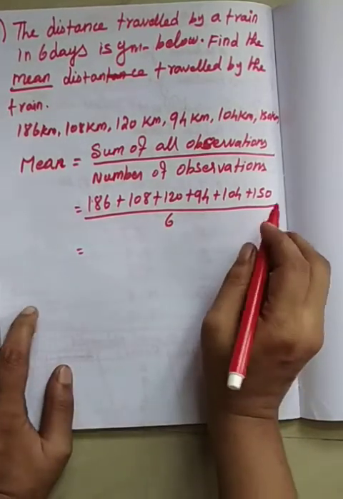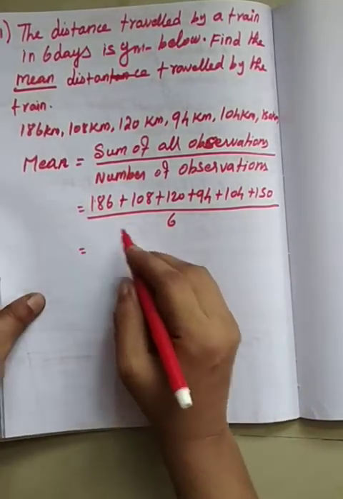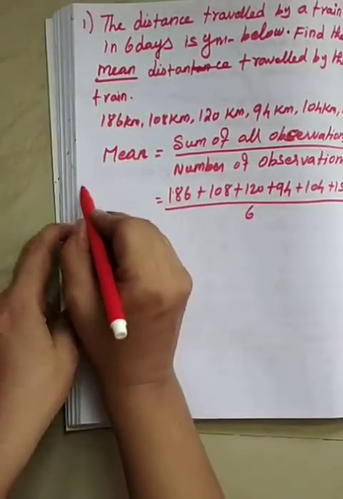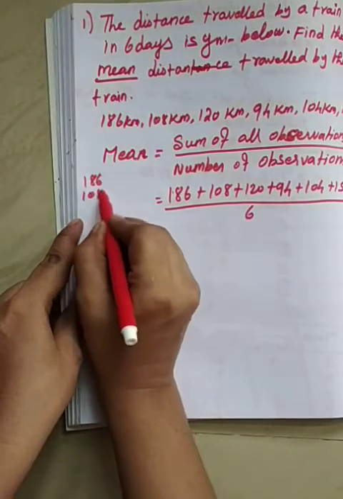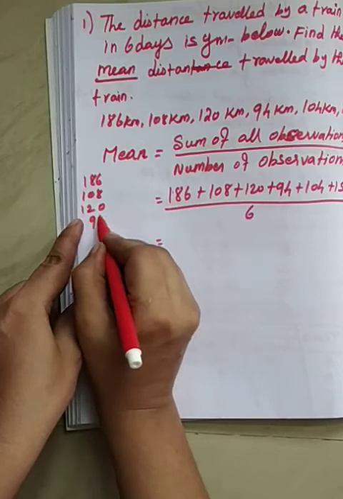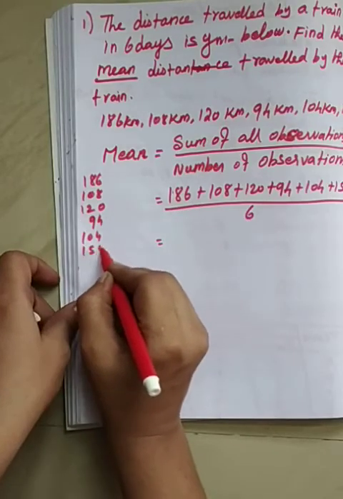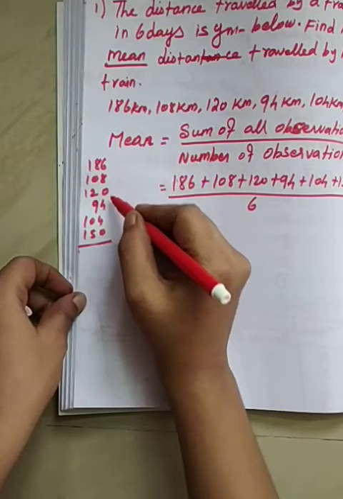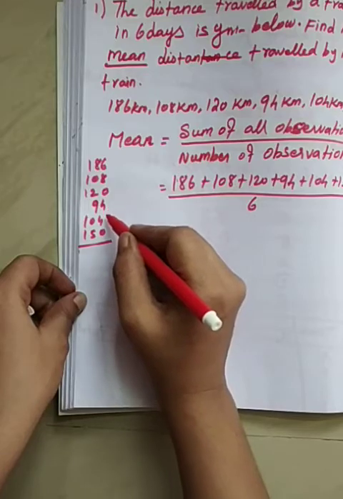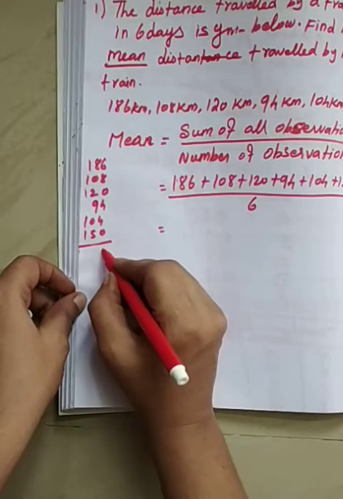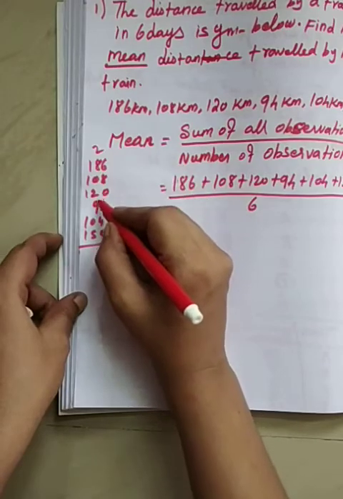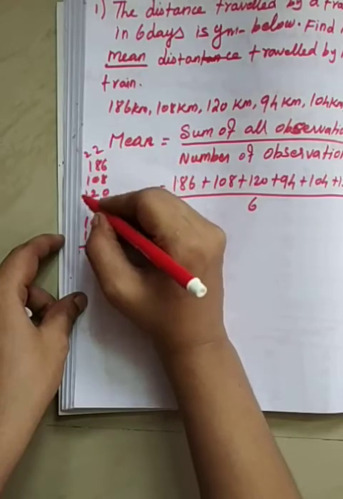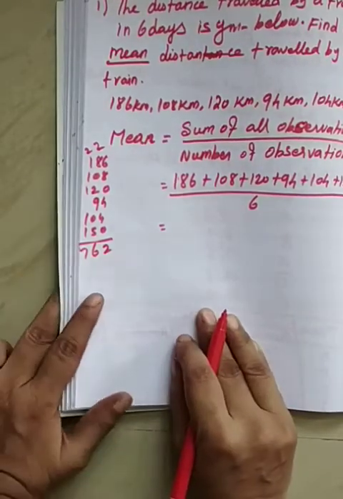Now you can add those values. Directly you can add, or otherwise you have to write the numbers. See here, I can write in this place 186, 108, 120, 94, 104, 150. Now you can add. 6 plus 8, 14, 14 plus 4, 18, 18 plus 4, 22. Remainder 2, 10, 12, 21, 26. Remainder 2, 3, 4, 5, 6, 7. So what is that? 762.